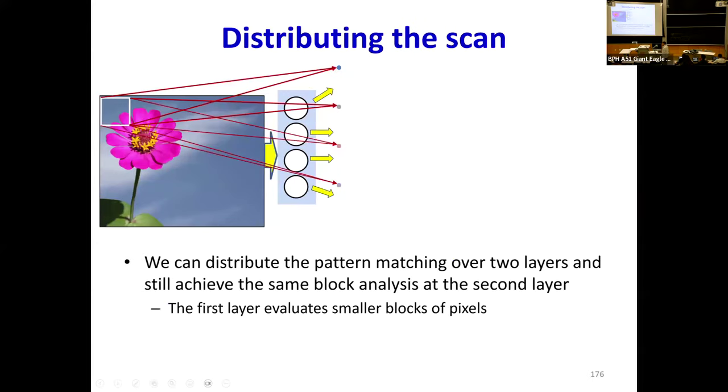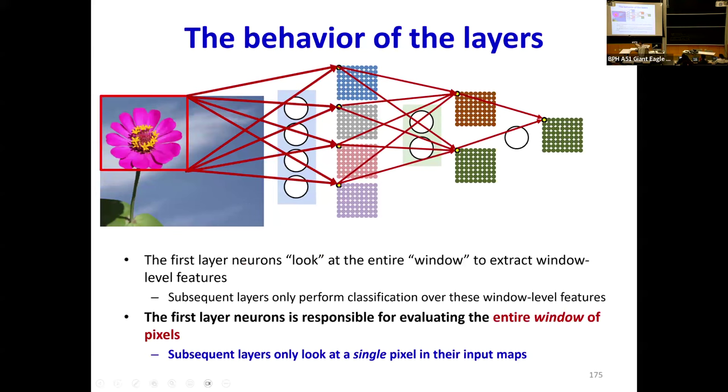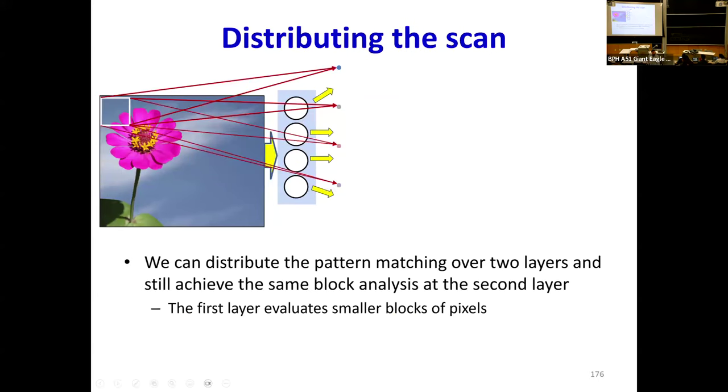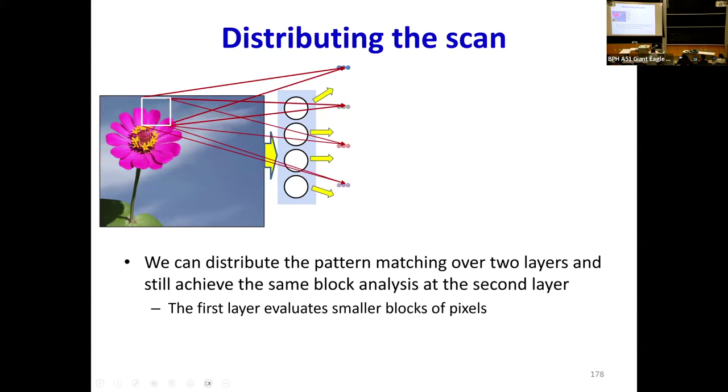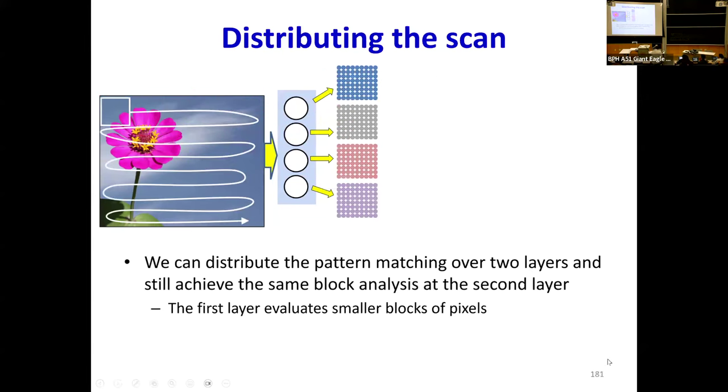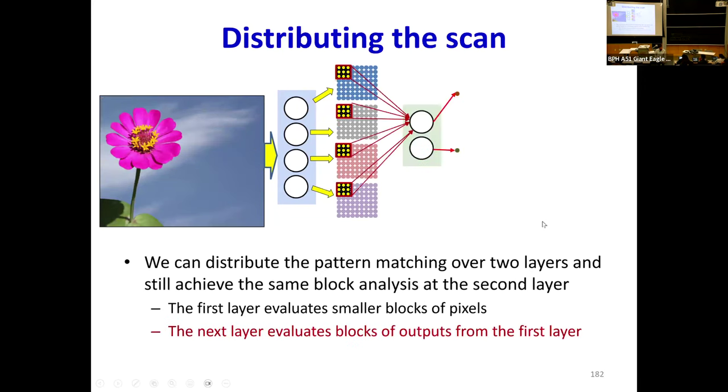Now, we could instead distribute this. And what do I mean by distributing this? The first layer neurons can now look at, instead of the entire flower-sized input window, smaller windows of this kind, scanning the input with the smaller window. But then the real classification we want performed is on the larger window, right?